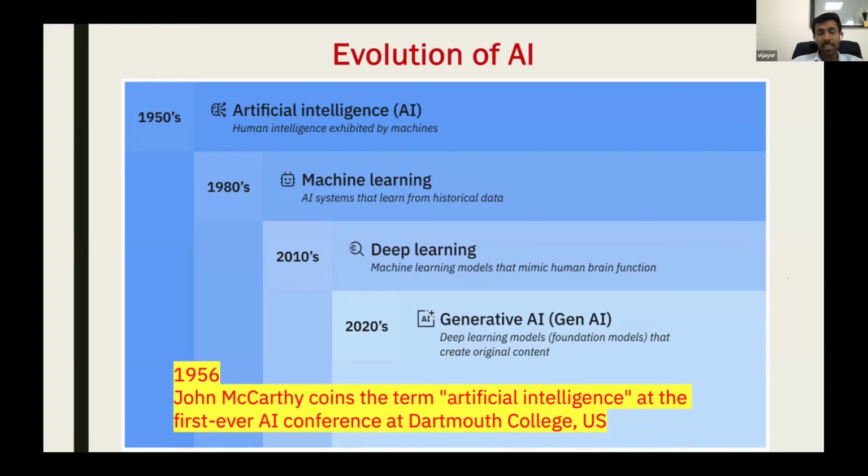So in 1956, John McCarthy introduced, or coined, the term artificial intelligence in the US. So remember, we just started to hear about artificial intelligence, but this particular term was coined in 1956 itself, around 70 years before.